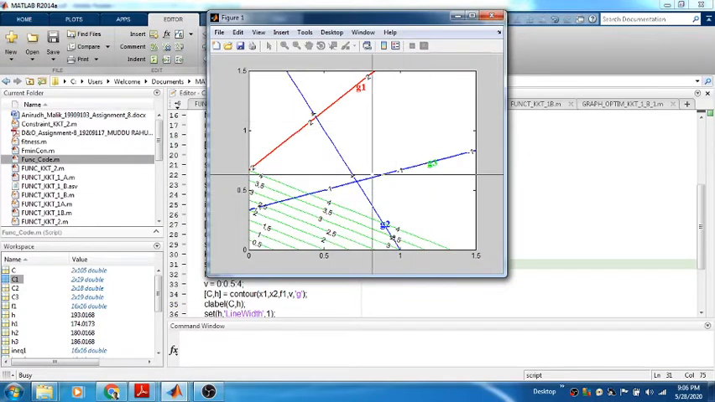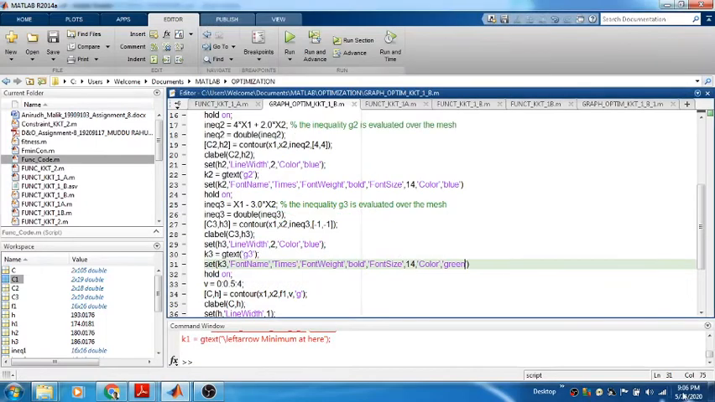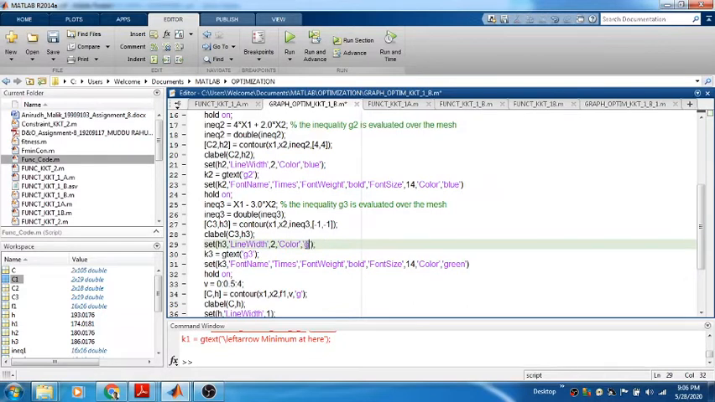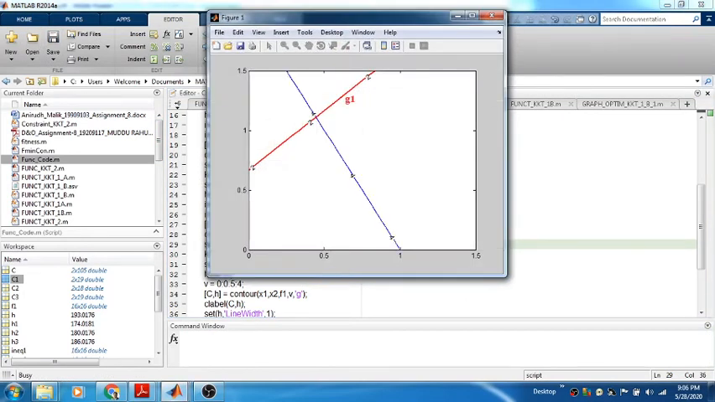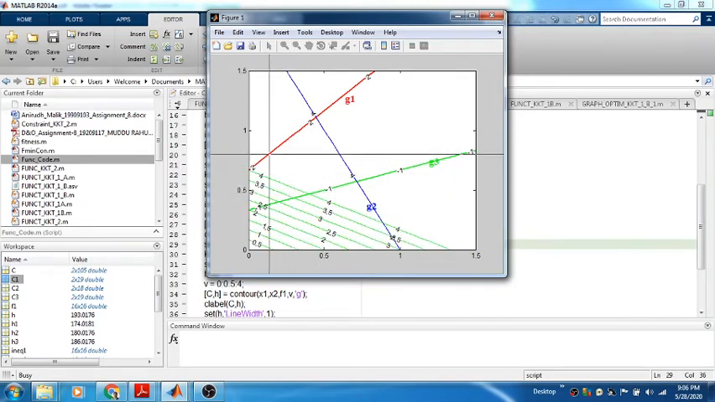Let's see again, where I should change it. Here in the set, I have to change it here, green, g, right? Yeah. So let's run it again. g1, this is g2, this is your g3, right? And the feasible region will be this. So this is also, it is showing g.